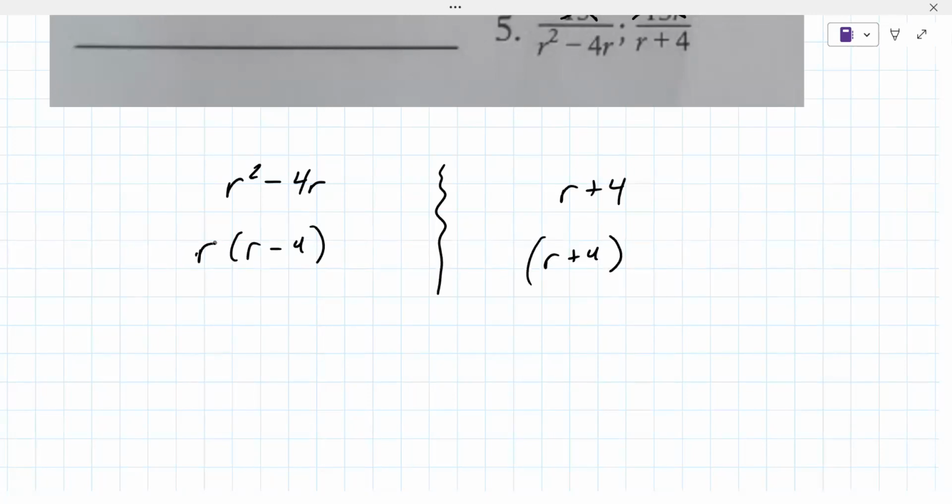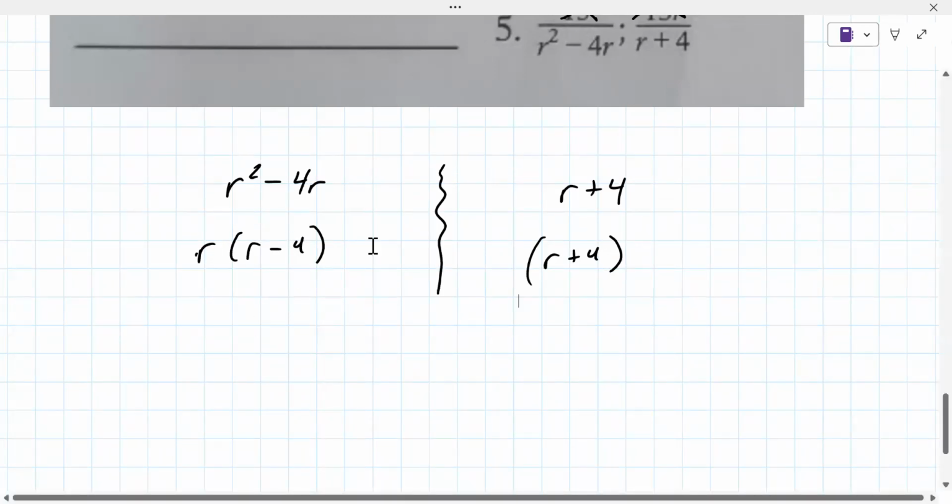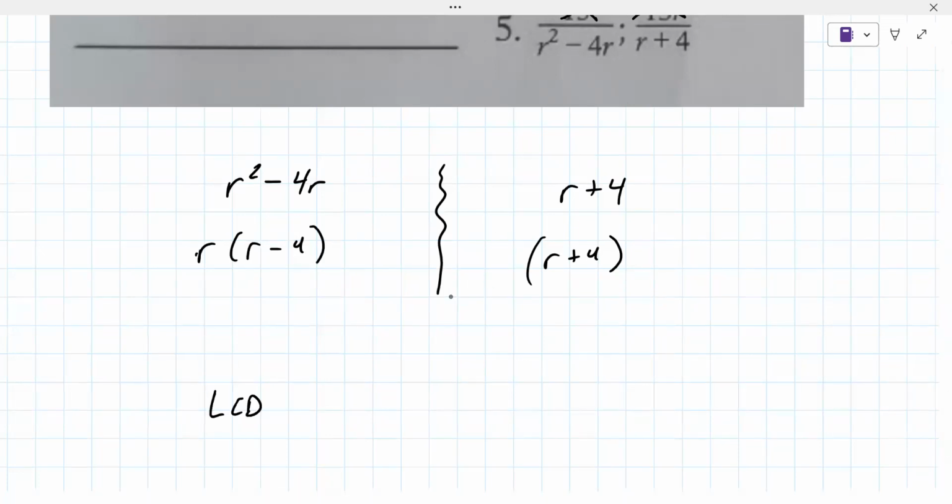Okay, I'm going to ask the same question we did last problem. What's the same? What's different? Now it has to be exactly the same. It's like even if two shirts are the same but different sizes, they are not the same. They have to be exactly the same. So for your LCD, you've got to grab everything: r, r minus 4, r plus 4. You have to grab everything.